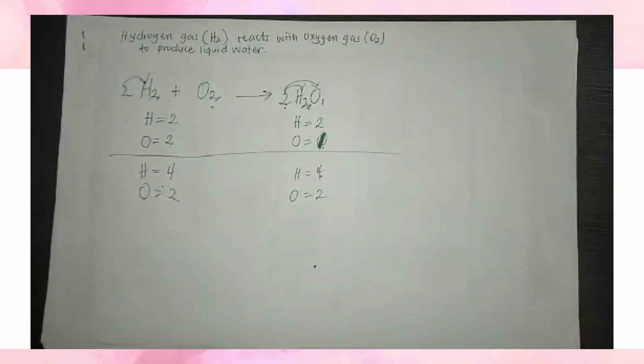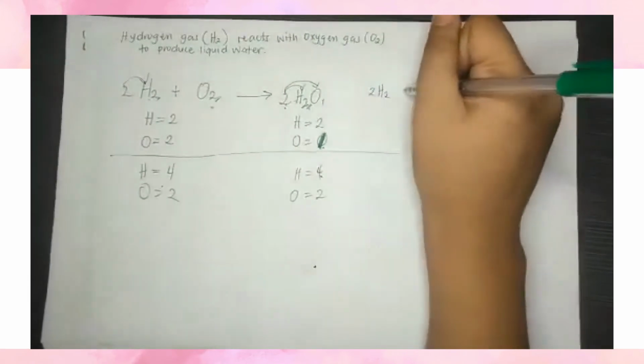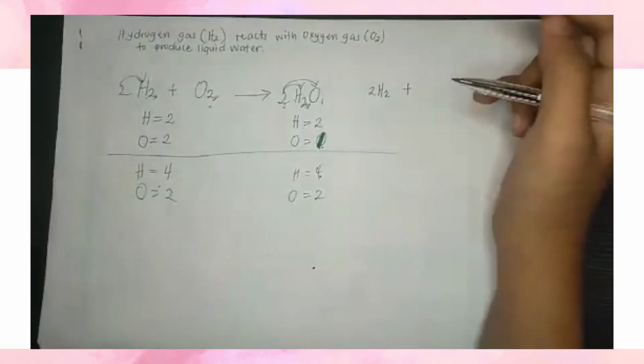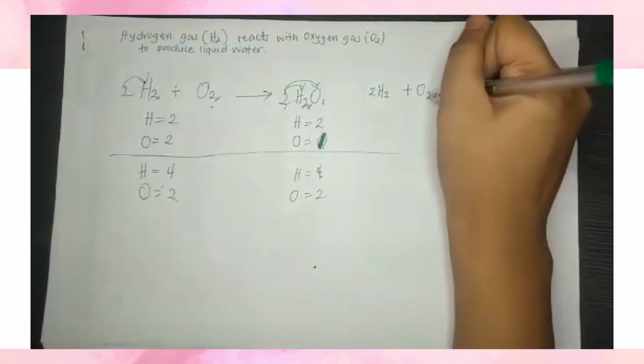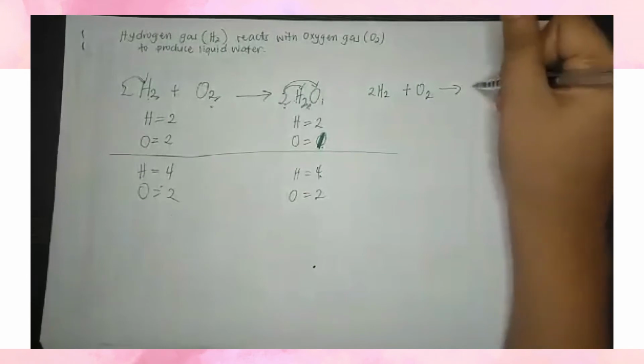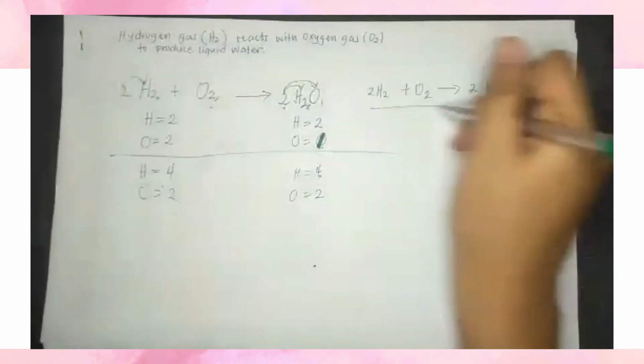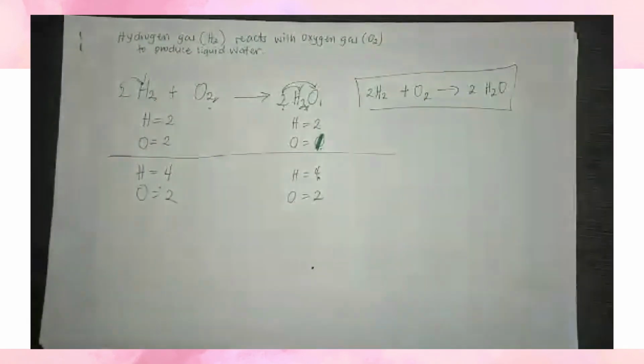So the balanced equation for the reaction between hydrogen gas and oxygen gas to produce liquid water is that 2 hydrogen gas, or 2 molecules of hydrogen gas, plus 1 molecule of oxygen gas will then produce or form 2 molecules of water. So they are now balanced.